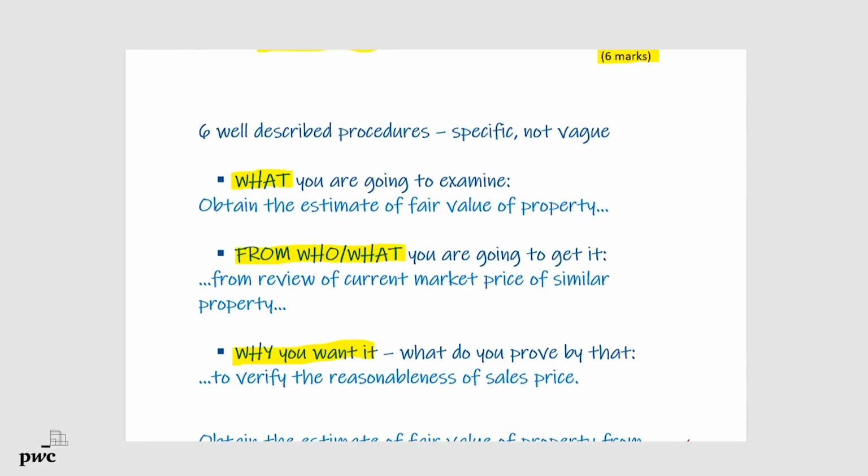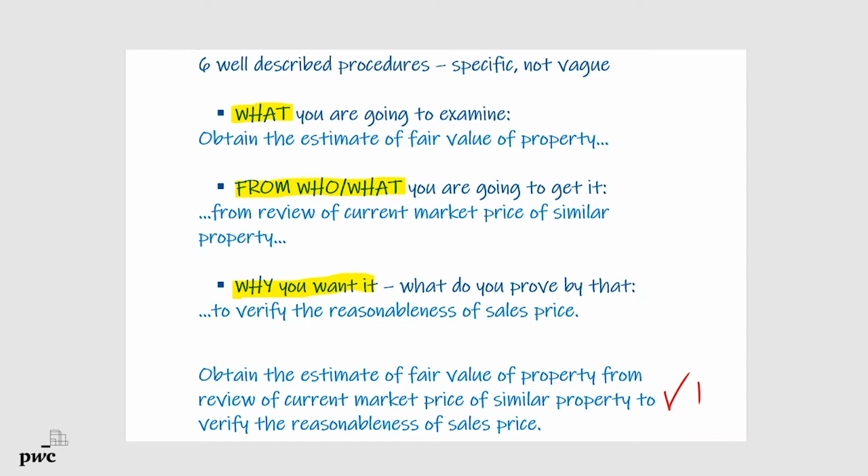How do you produce a specific piece of audit evidence, or form a specific audit procedure? It's quite useful to ask yourself 3 questions. What are you going to examine, from whom or from which resource are you going to get it, and why do you want it? What is the purpose of this piece of evidence? If you answer all these 3 questions, you may get a nice specific piece of evidence, such as: obtain the estimate of fair value of property from review of current market price of similar property to verify the reasonableness of the sales price.